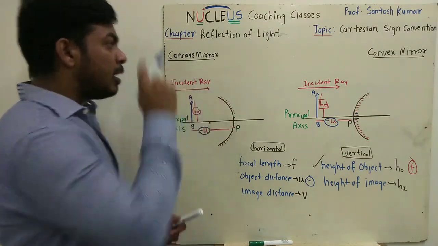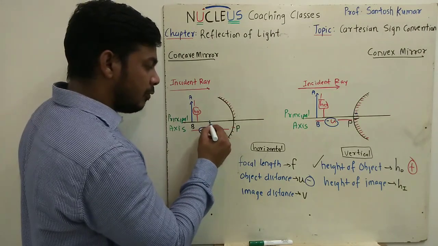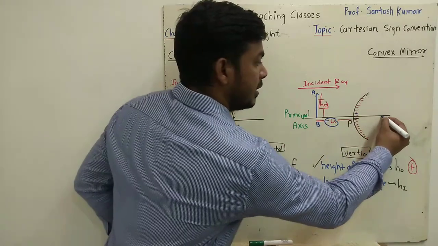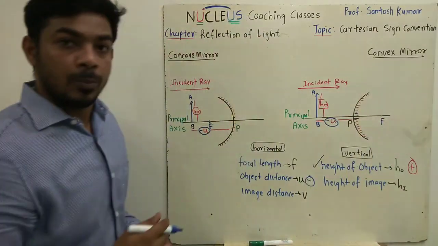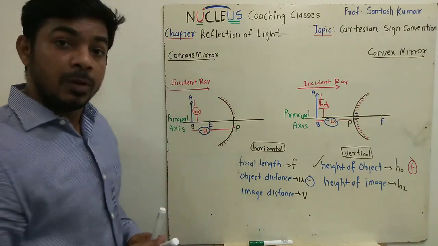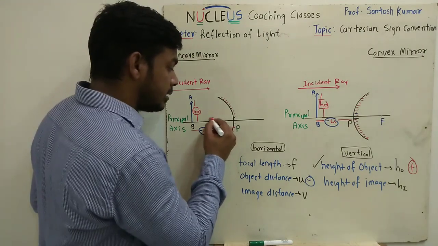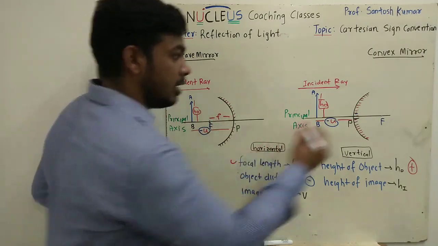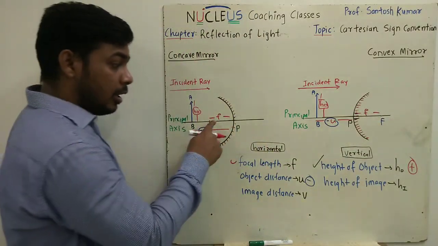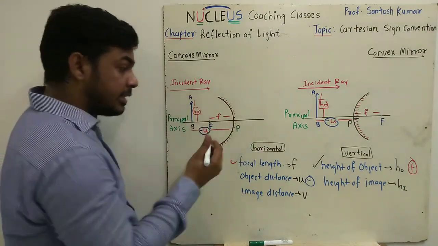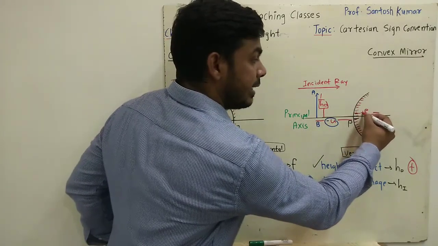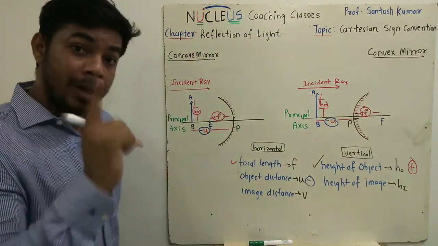If I talk about principal focus of concave mirror, it lies somewhere over here. That means it lies on the left hand side of pole. And for convex mirror, the principal focus lies on the right hand side of pole. And by definition, the distance between the pole and the principal focus is called focal length. So here this horizontal distance will be marked as focal length f. Now in case of concave mirror, the focal length lies to the left hand side of pole, so it is taken as negative, and here it lies to the right hand side, so it is taken as positive. Very important.